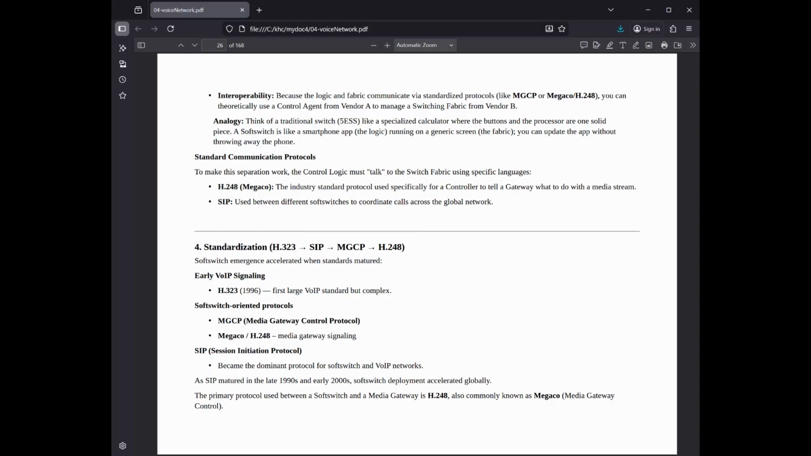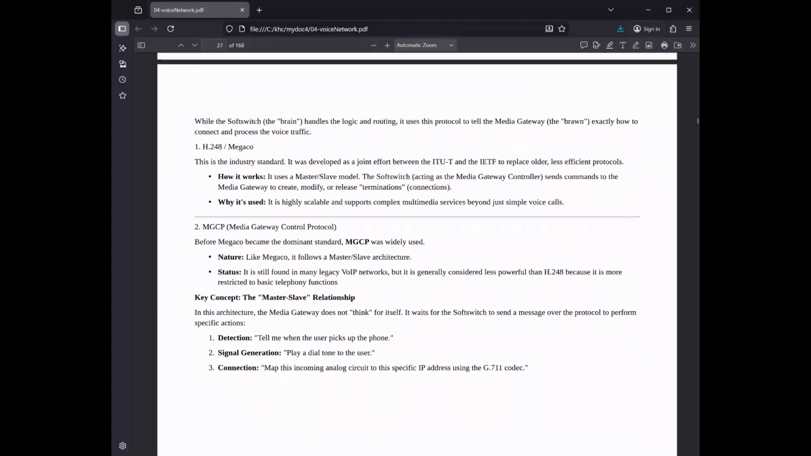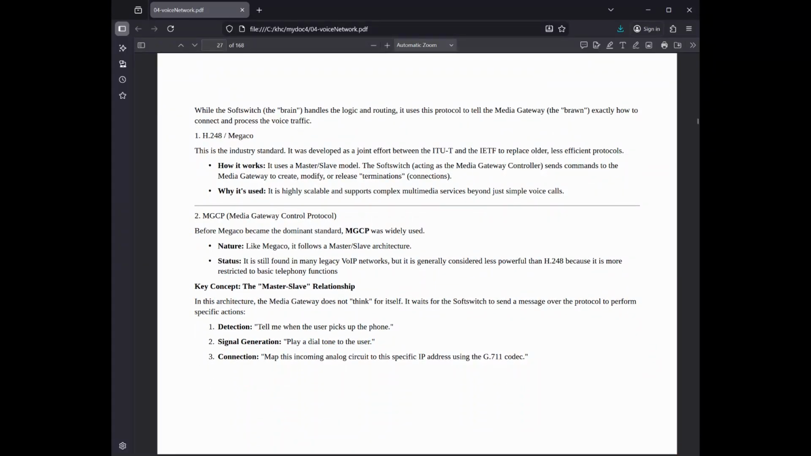The primary protocol used between a Softswitch and a media gateway is H.248, also commonly known as Megaco, Media Gateway Control. While the Softswitch, the brain, handles the logic and routing, it uses this protocol to tell the media gateway, the brawn, exactly how to connect and process the voice traffic. 1. H.248/Megaco. This is the industry standard. It was developed as a joint effort between the ITU-T and the IETF to replace older, less efficient protocols.